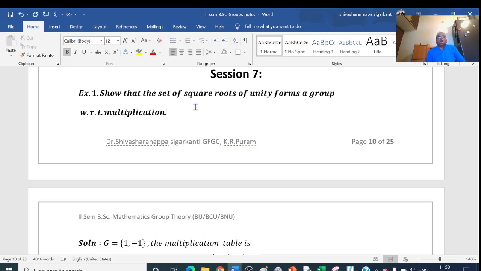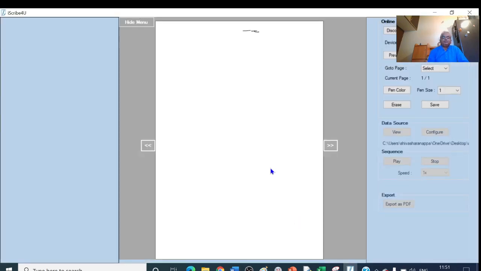In this video, let us verify the set of square roots of unity, the set of cube roots of unity, and the set of fourth roots of unity forms an abelian group with respect to multiplication. Okay, let us start with the square roots of unity.